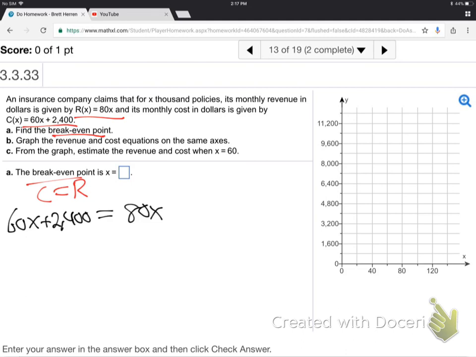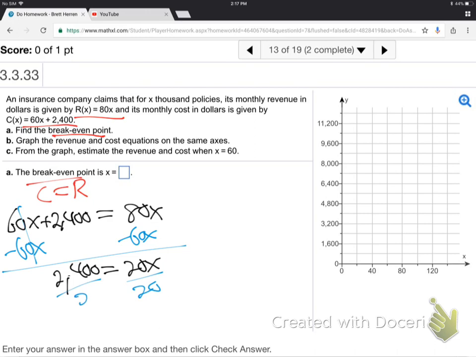So what's my first step to solve for x there? When you have x on opposite sides of the equals, you don't want two of them. You just get rid of the lower one, or either one. You can get rid of the bigger one, it doesn't really matter. I'm just going to get rid of the lower one, the 60x. Whatever you do to one side, I have to do to the other. So then we have 2,400 equals 20x. And the last step, divide by 20. And that is 120. Yeah, x is 120.